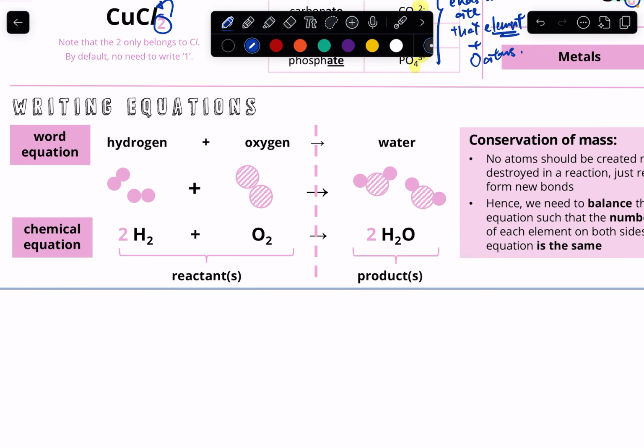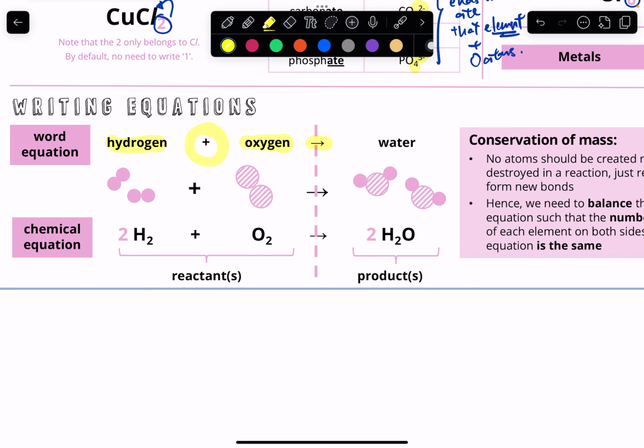Okay, and then we move on to writing equations. So there are 2 types of equations that you can write. First up is the word equation, which you have learned since secondary 2. For a word equation, we just need to write the substance names. We say plus, or there's an arrow to indicate what products have formed. So whatever's on the left-hand side of the arrow is your reactants, and whatever's on the right-hand side will be your products.